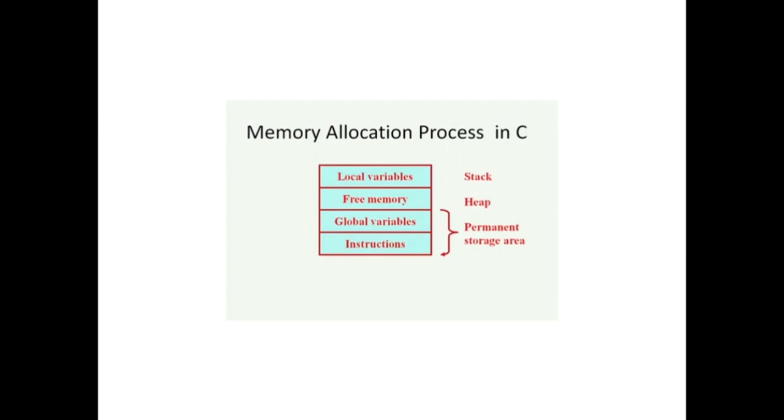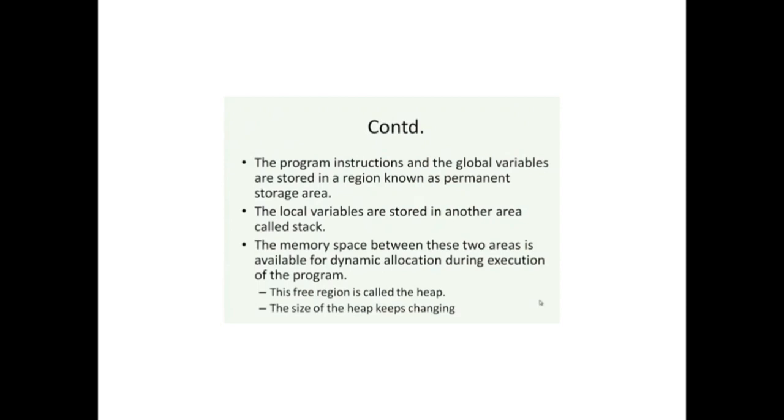that is actually completely managed by the compiler itself. Then there will be the permanent storage area for storing the global variables and the instructions themselves. Let me again remind you, global variables are the variables which have scope over the entire application, not alone in a particular function or some conditional or iterative block. Now the program instructions and global variables are stored in a region known as the permanent storage area that I have already conveyed to you. And the local variables are stored in another area called the stack.